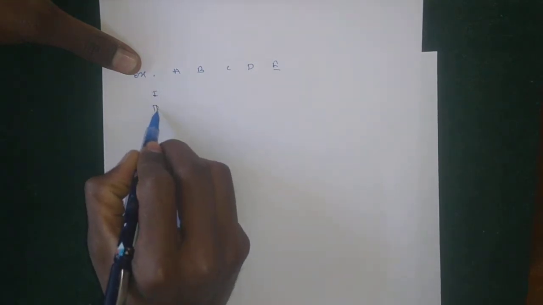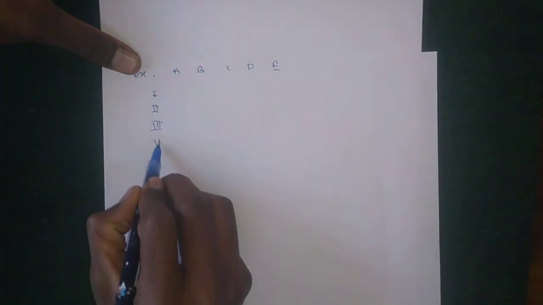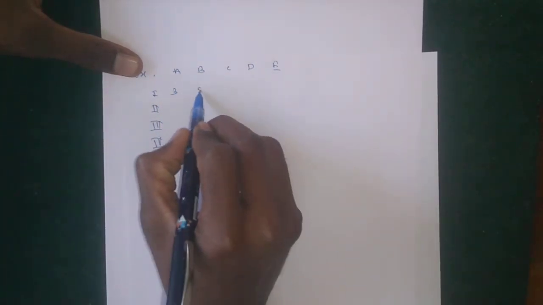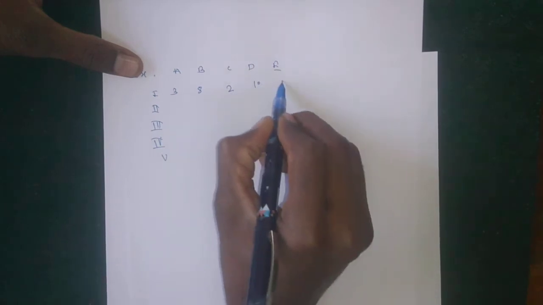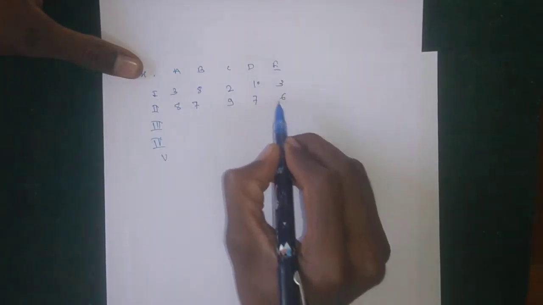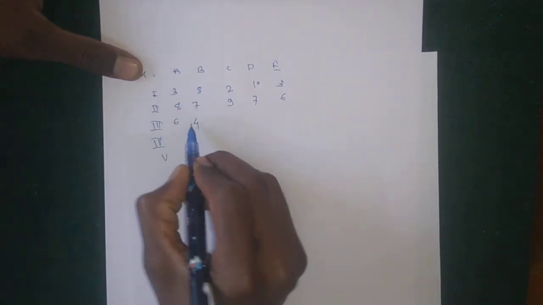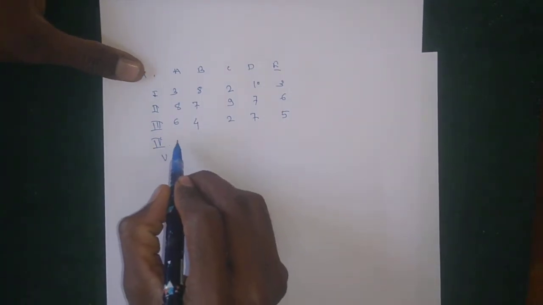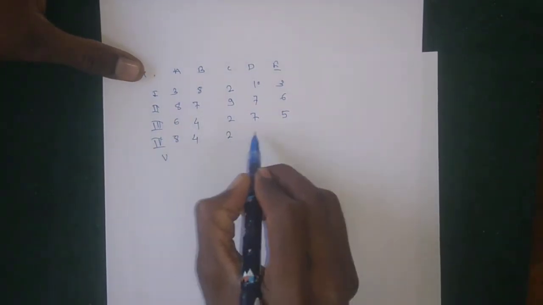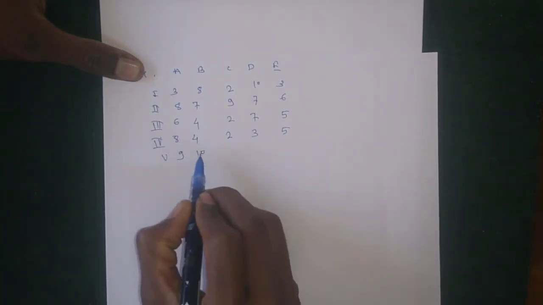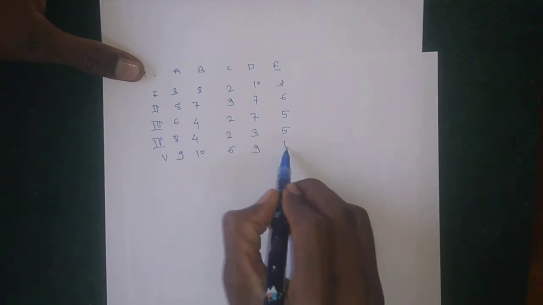and here first, second, third, fourth and fifth. Okay, so the first row values are 3, 8, 2, 10, 3. Then 8, 7, 9, 7, 6, then 6, 4, 2, 7, 5. Then the next row values are 8, 4, 2, 3, 5, then 9, 10, 6, 9 and 10. Okay, so these values are given here.